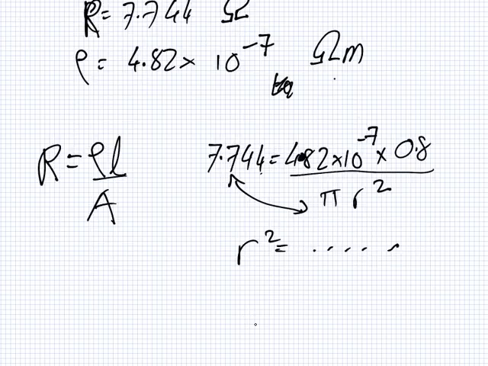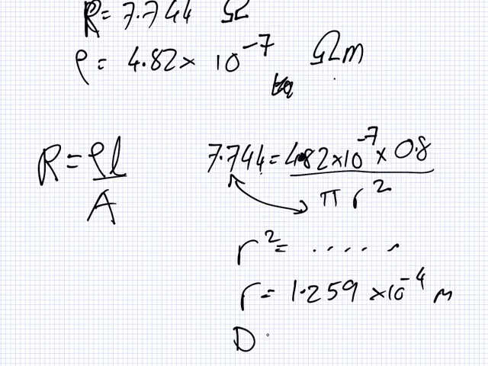R equals 1.259 times 10 to the minus 4 meters. So the d will be 2 times this, which is 0.252 millimeters.